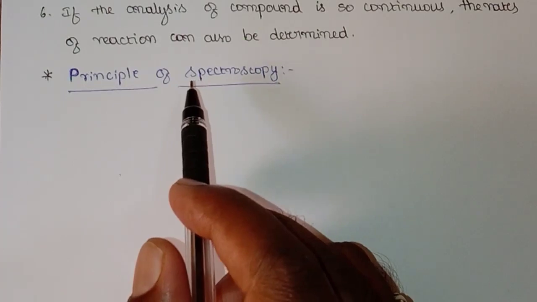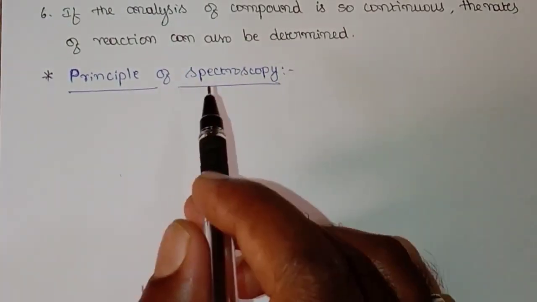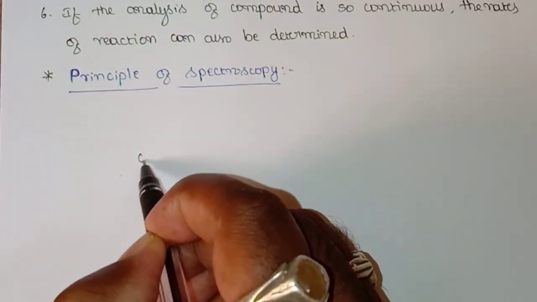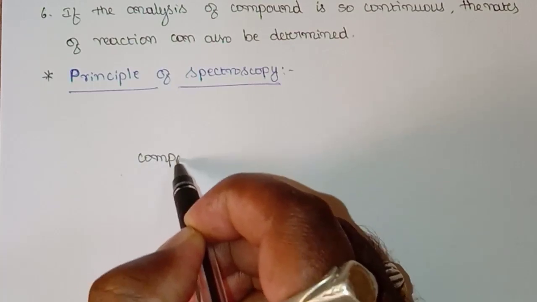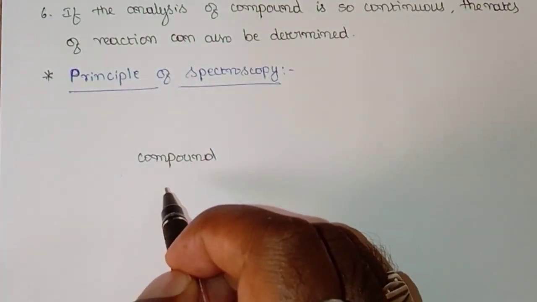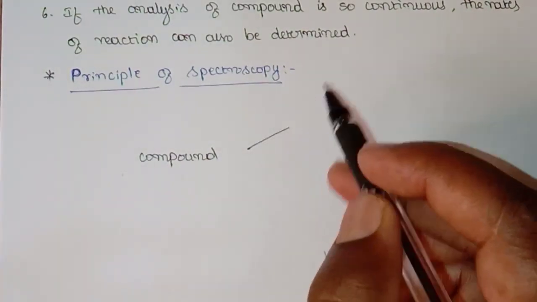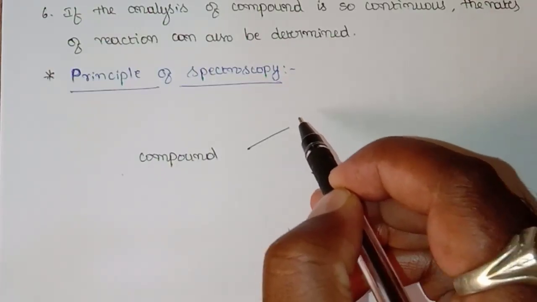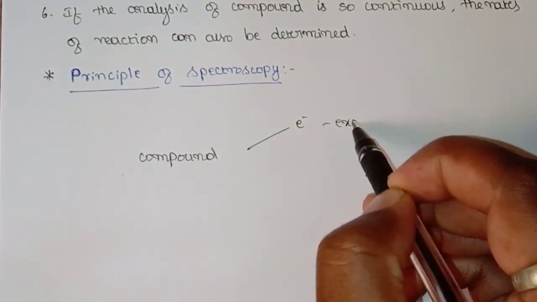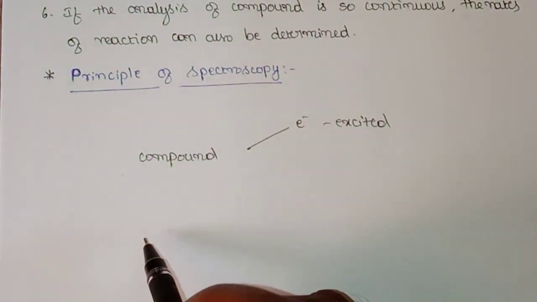If you come to the principle of spectroscopy, when you consider a light radiation of any wavelength being passed onto an organic compound, an unknown compound actually, then the phenomenon that occurs in the material is that the electrons present in the atoms of the components get excited. This is the first thing that is possible when the radiation is passed onto a material.